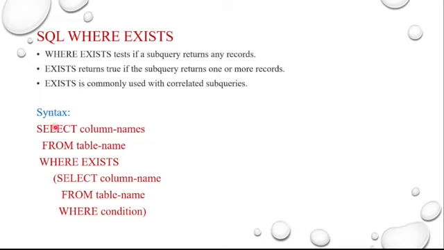For SQL WHERE EXISTS, this is the syntax: SELECT column names FROM table name WHERE EXISTS, then in the brackets SELECT column name FROM table name WHERE condition. Let's go for a simple example.